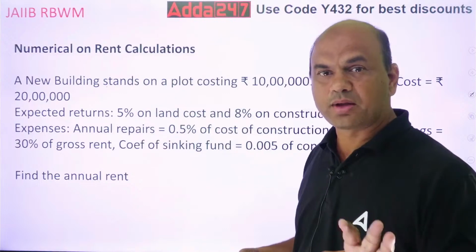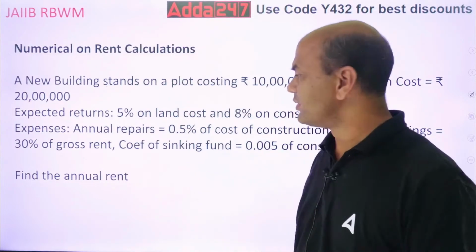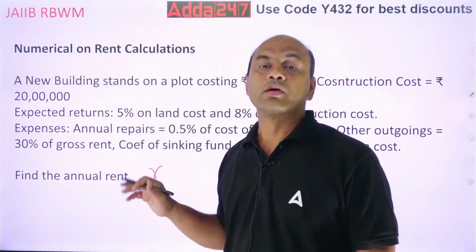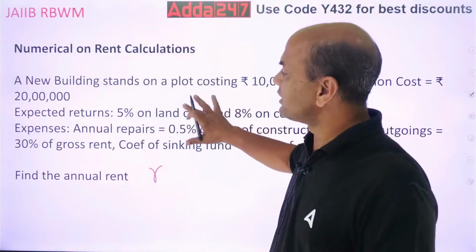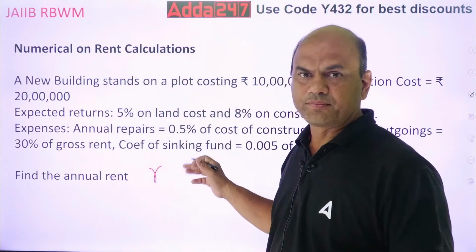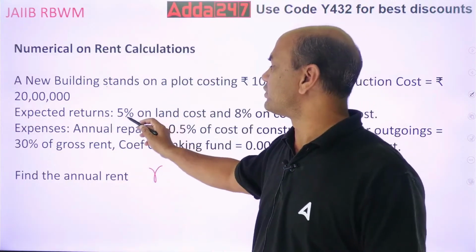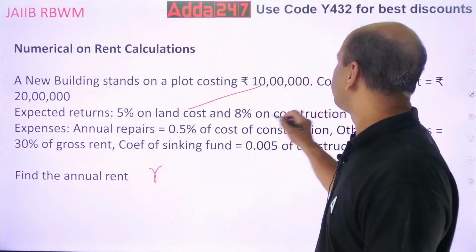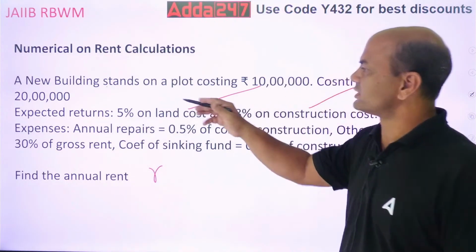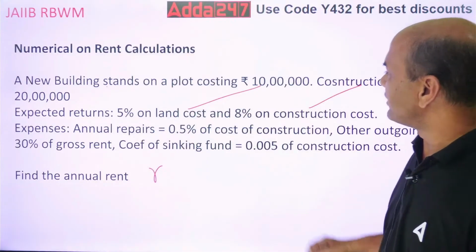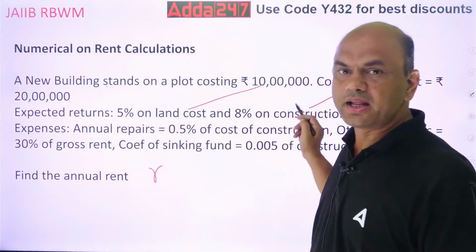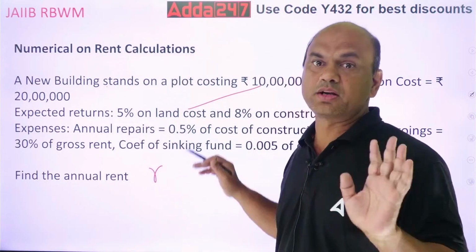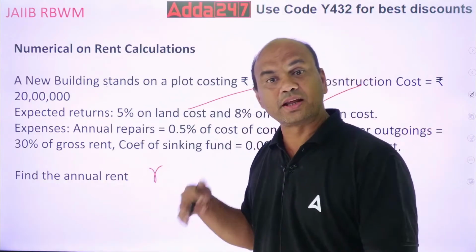So let that rent be R. I don't know R; I have to calculate this R. First I have to look at the data. Expected return is 5% on the land cost, this is my land cost, and 8% on the construction cost. The construction cost is 20 lakhs. So I am having 5% on 10 lakhs and 8% on 20 lakhs. This is my expected return. I am the owner, I want this much returns. So let's calculate the expected returns now.